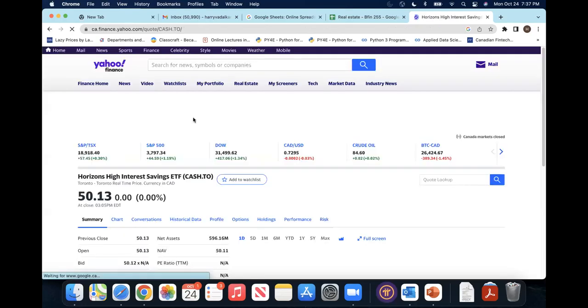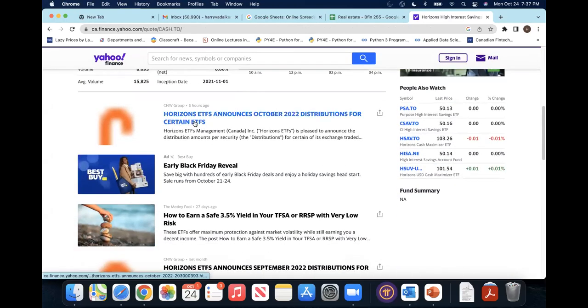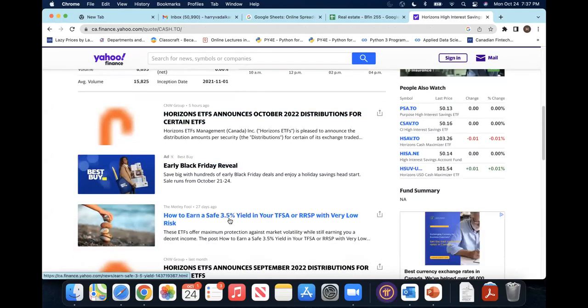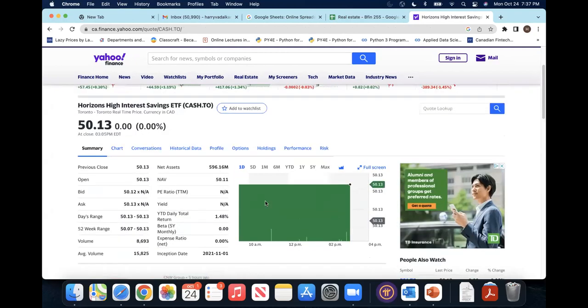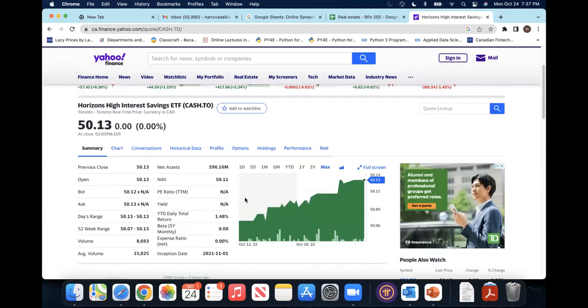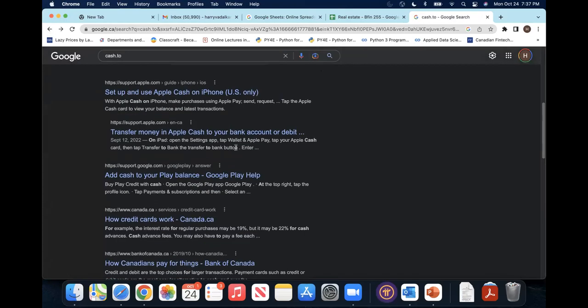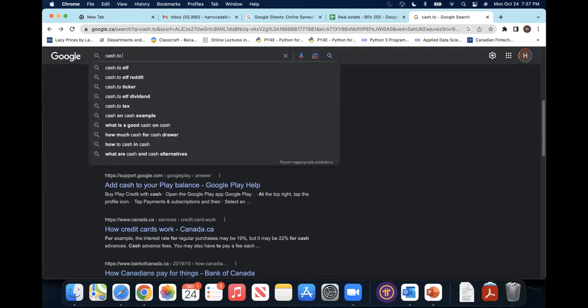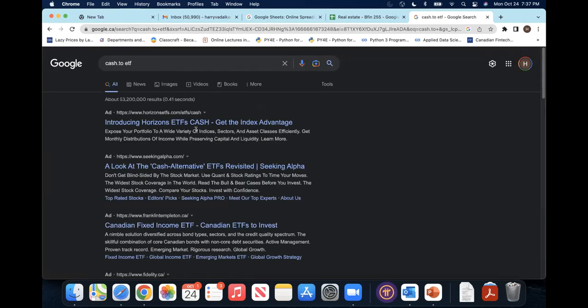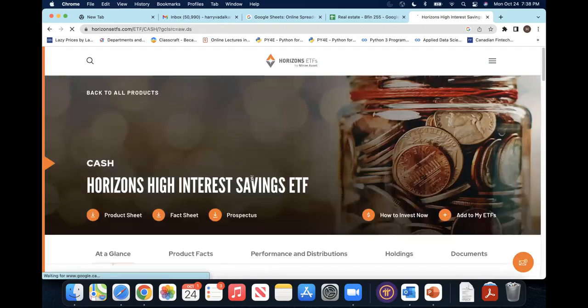It has higher interest rates, 3.5% on this fund, right? It pays you that yield monthly, plus it is very stable, it doesn't fluctuate. Like this will go from 50.07 to 50.13, so it doesn't fluctuate that much, and the yield is higher, the interest rate is higher. Okay, so you can research it later.